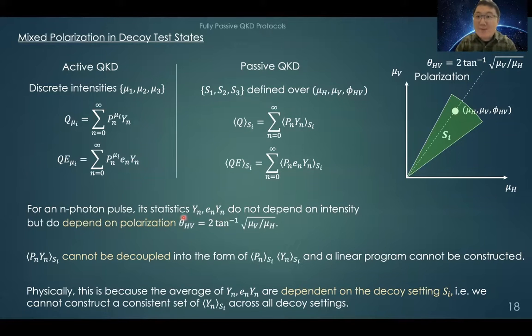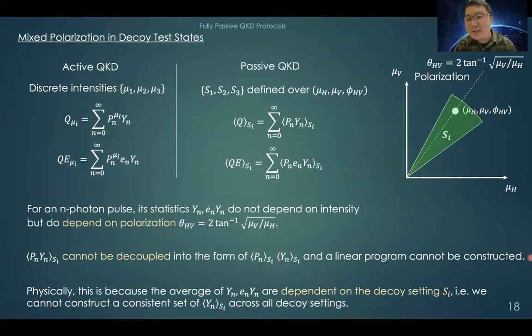So that means if your polarization has a little bit of wiggle room, it would actually depend on the mu h and mu v regions that you define. And similarly, the Poissonian distribution, this Pn, also depends on your mu h and mu v, which means this integrand is a function of mu h and mu v. You can't decouple them into these separate integrands of Pn's average times Yn's average.